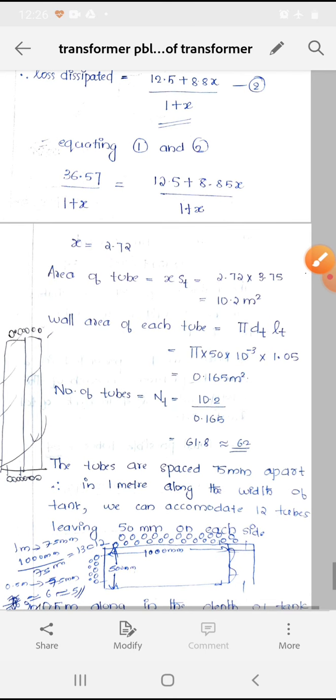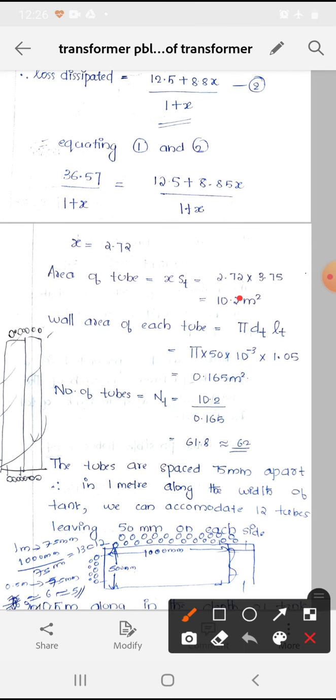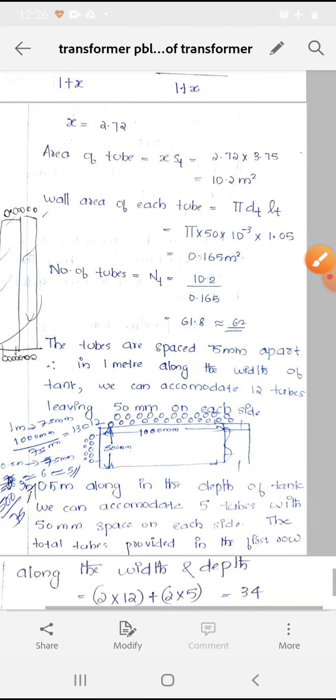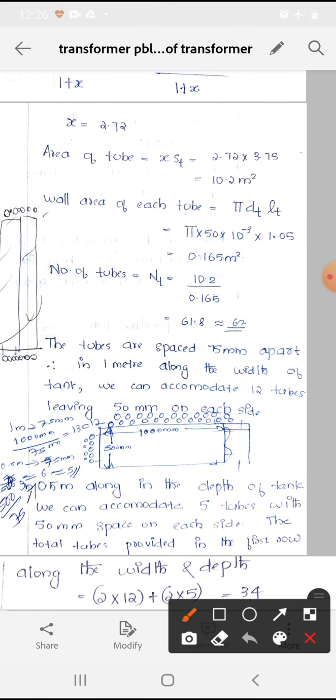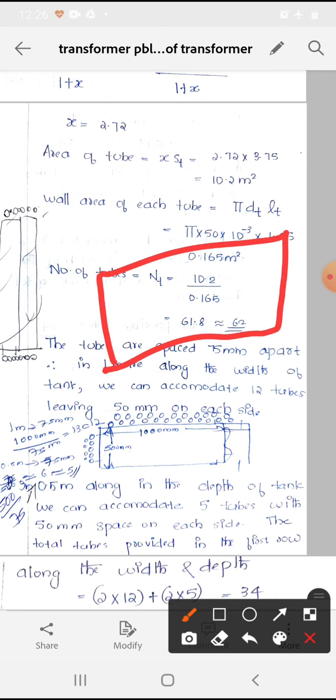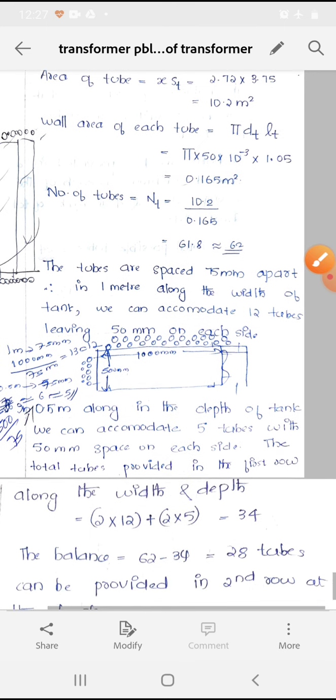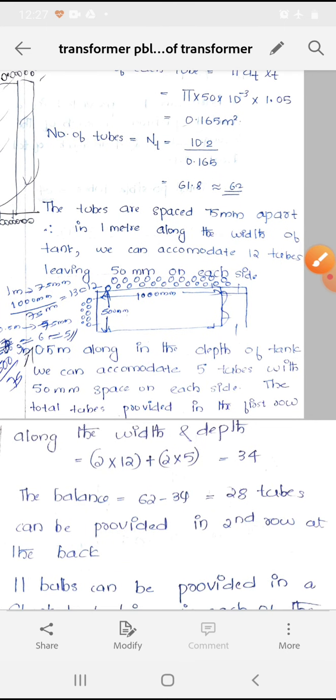So we got the number of tubes as area of tube divided by wall area of each tube. So we got the number of tubes as 61.8. A fractional number is not possible, therefore we approximate the value to 62. Now our aim is to place these 62 tubes around the plain tank. If we consider this as a plain tank, then we have to place these 62 tubes on all sides of the tank.